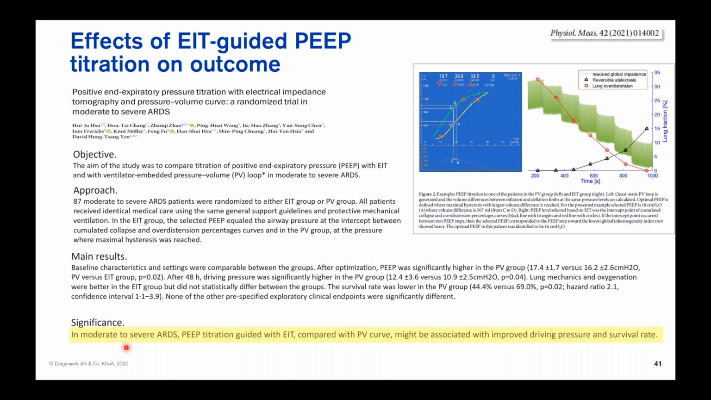The control group in this study was low inflation or PV loop maneuver, and the PEEP titration based on the information from the PV loop.